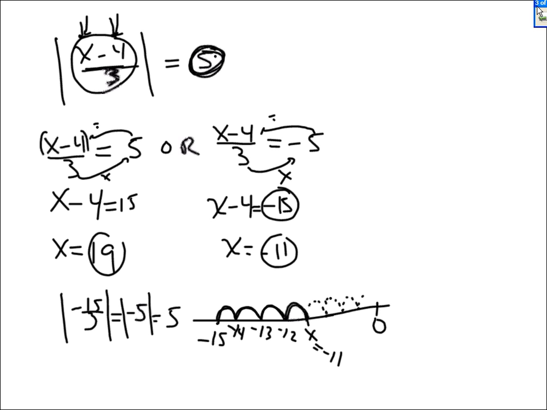Okay, it doesn't matter what's inside the bars. What matters is what number or numbers, if any, you can put between those bars. And when you figure out what you can put between the bars, then you let what's inside the bars equal what it can be.